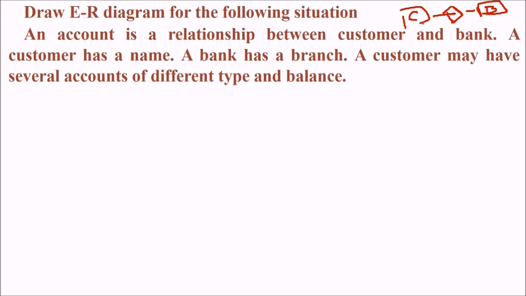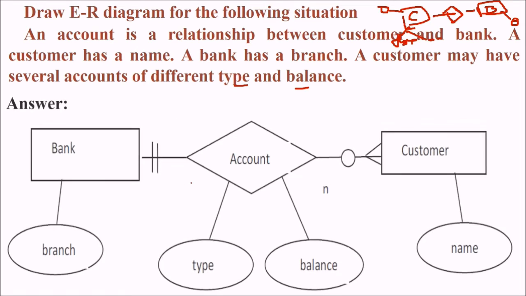Like this. And a customer has a name, so customer will have some name. A bank has a branch, so it will have a branch. A customer may have several accounts, so you can make it like that. Let us read the question first. A customer may have several accounts of different type and balance. So we can have type and balance. So this is how we make it.